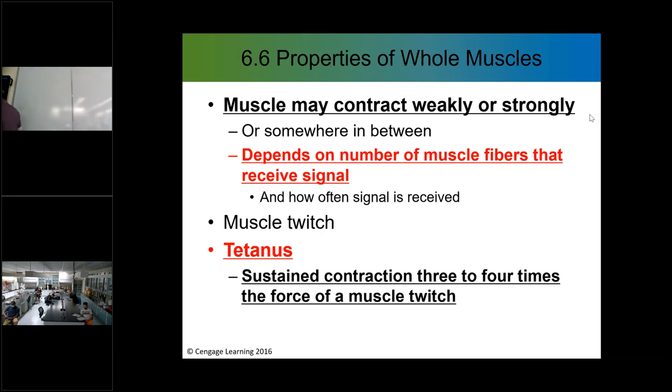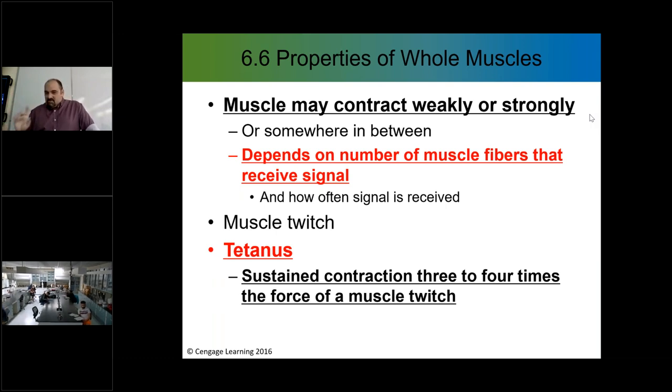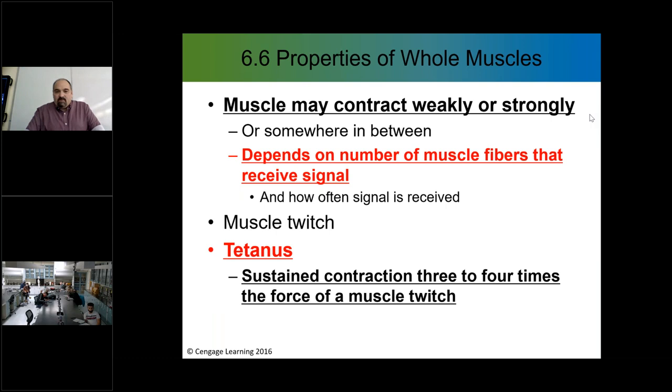It's kind of interesting. This term tetanus can be as a result of an infection, folks, but the term tetanus is not the infection. When you hear the term tetanus, you think of the infection, okay? But you see here this term tetanus: sustained contraction, 3 to 4 times the force of a muscle twitch. We've all had a twitch. Have you all had a little twitch in your eye or in a muscle? It's just a very quick little contraction, fleeting, that comes and goes. Tetanus is more of a sustained contraction.